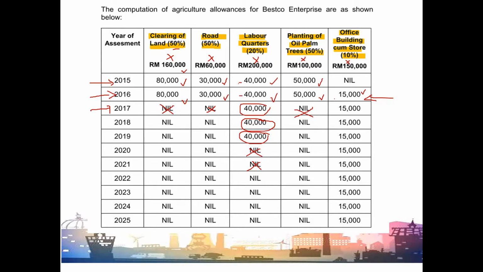The office building cum store rate is 10%, so we can utilize it for 10 years. 1 year, 2, 3, 4, 5, 6, 7, 8, 9, 10. So in 2026 you cannot claim for this. Finished already. Also here, nil. So this is how the agriculture allowance is computed. Alright, so let's move to the forest allowance. Oh yes, before that, you must understand about this, okay? Going to repeat this again.